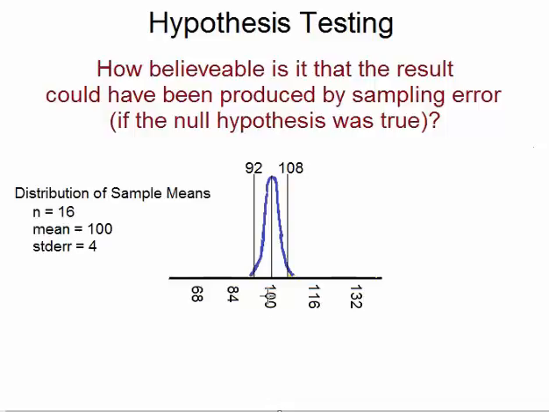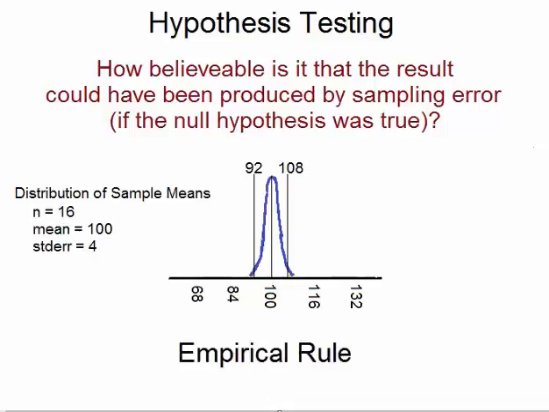And so when you look at this distribution of sample means for samples of size 16, the mean will still be 100 because the average of those 16 people randomly sampled is most likely going to match the population mean or be close to it. Any difference would be due to sampling error. The standard error is equal to 4.